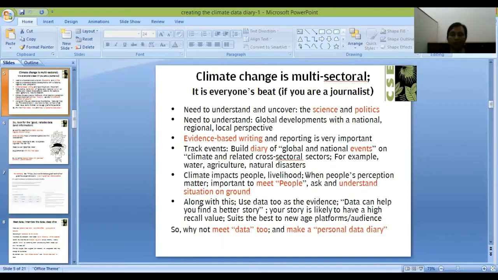So, it is important. We should meet data, have a strategy behind it. In short, we have to have a personal data diary that I'll take you across on how we at CSE work around it.